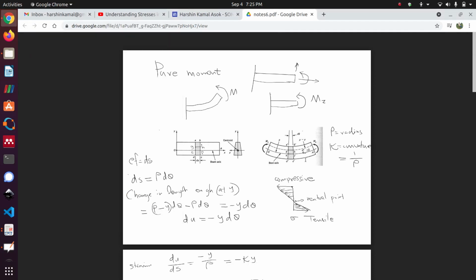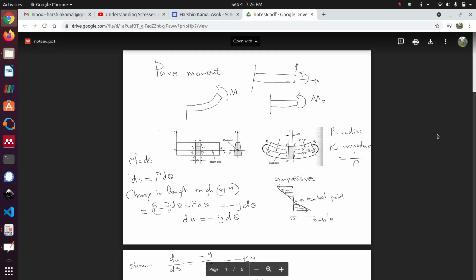So in the previous class we talked about bending stresses. I think in the previous class we talked about solving two problems which I've given as an assignment, for which you had to use the idea of bending stresses and shear stresses.